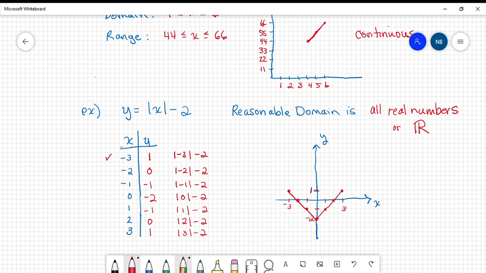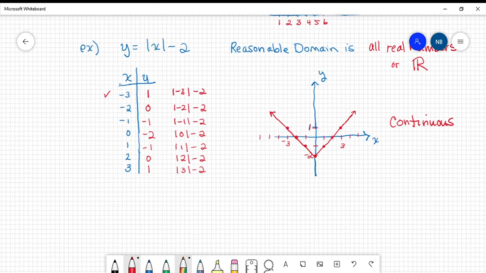Now I can't stop there though, because I could have plugged in numbers smaller than -3 to the left here. I could have plugged in numbers bigger than +3, which means this graph goes forever to the right and forever to the left. So this is continuous, and the domain is all real numbers.